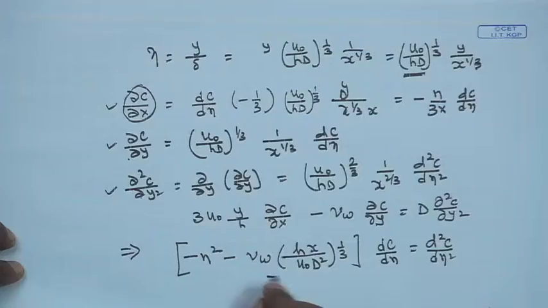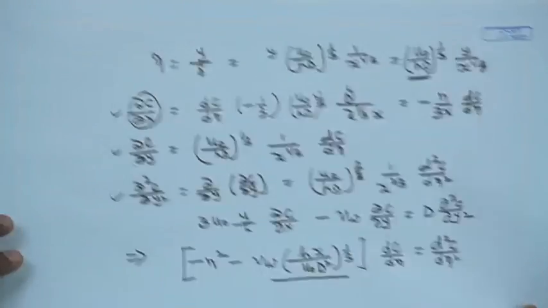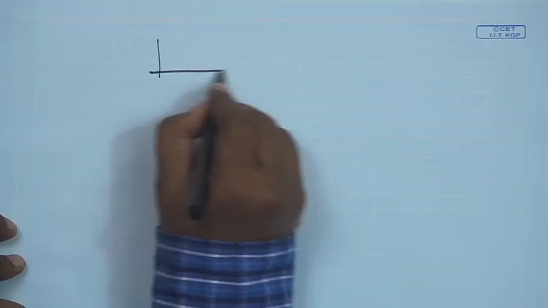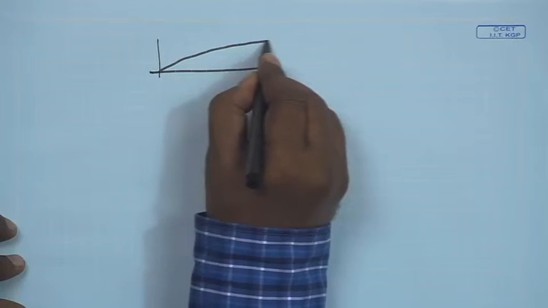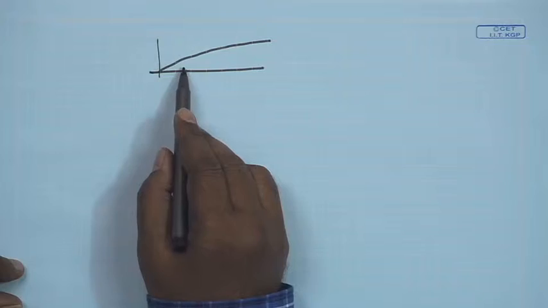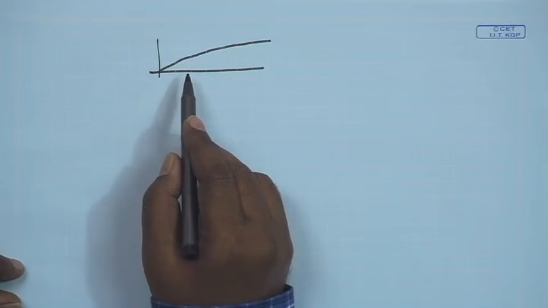So, now let us tackle this part of the equation. As we have discussed earlier, as the boundary layer grows in thickness, it offers more resistance against the solvent flux.